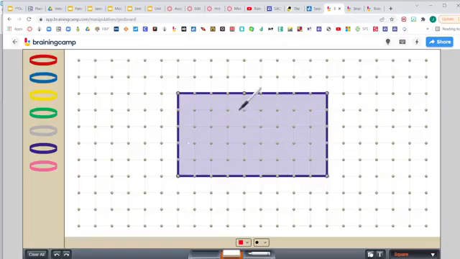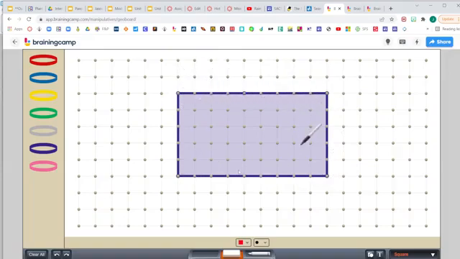Hello everyone. Today we are going to talk about measuring the perimeter of a shape. So perimeter means that we are measuring the distance around the outside of the shape. So starting at one point or vertex of the shape and traveling the distance around the entire shape and then back to the starting point. That is what perimeter means. We're measuring the distance around the outside of the shape.